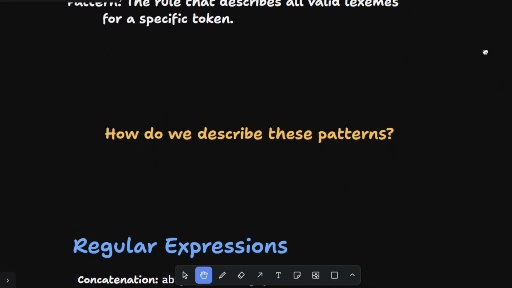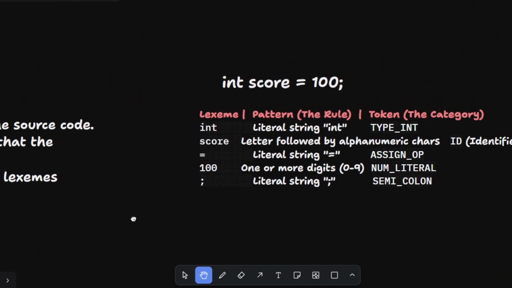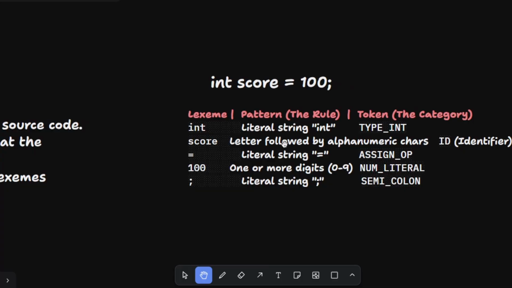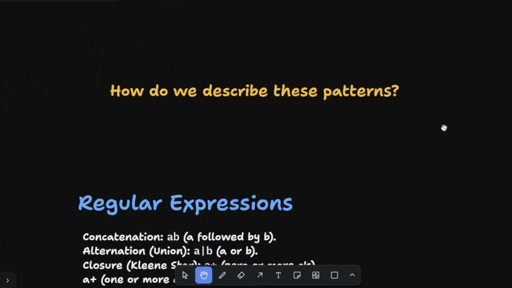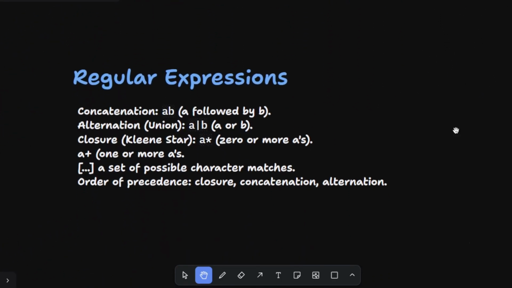So how do we describe these patterns? These patterns are pretty clear: a letter followed by any letters or numbers, right? But how do you describe that? Pretty easy with regular expressions.